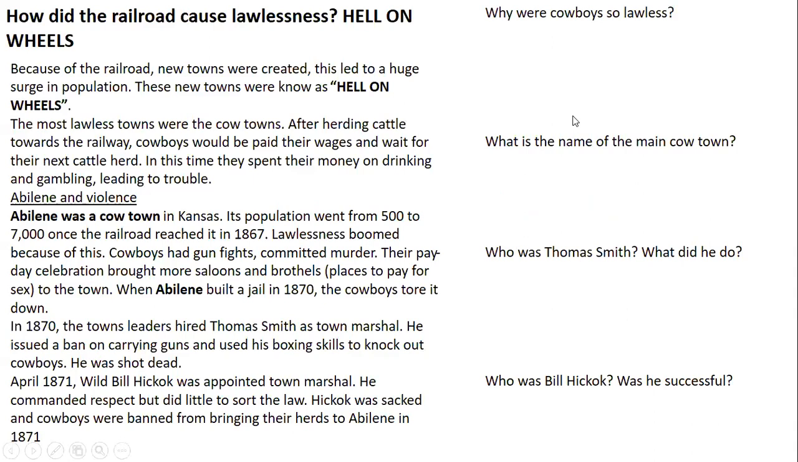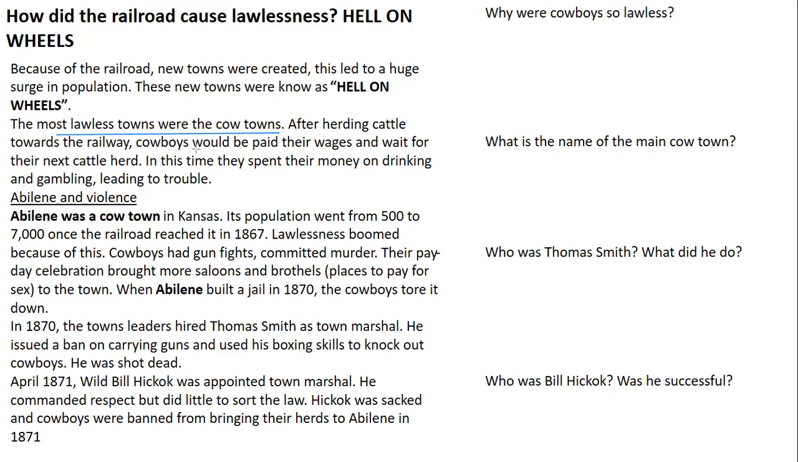So why did the railroad cause issues? The railroad was also known as hell on wheels because of the amount of lawlessness it caused. The most lawless towns were cow towns, which, as we know, cowboys were incredibly lawless, and one of the main examples was Abilene. The railroad allowed people to travel further and quicker, and if you were breaking the law, that also could have an impact.